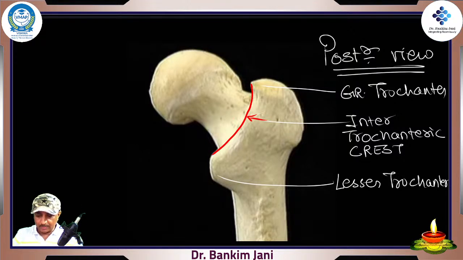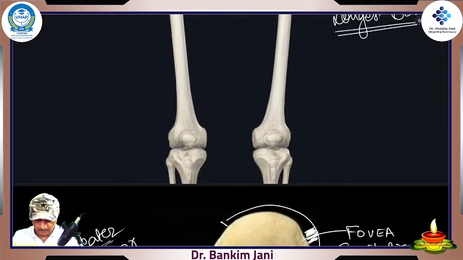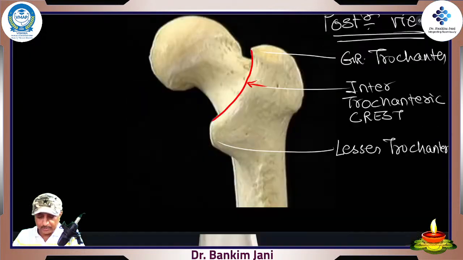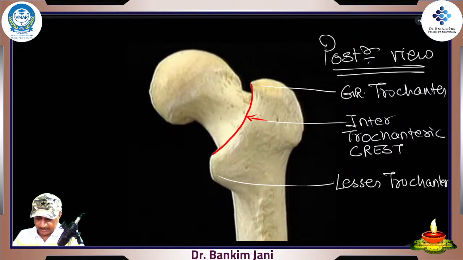So over here, right? This is anterior view. What we are watching is the back side of this bone. So obviously they'll be going towards the hip region, right? And the hip region is also called the gluteal region.